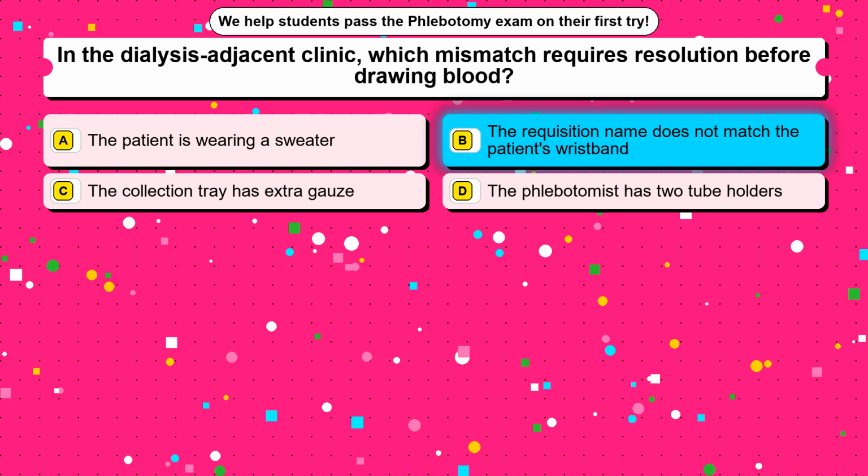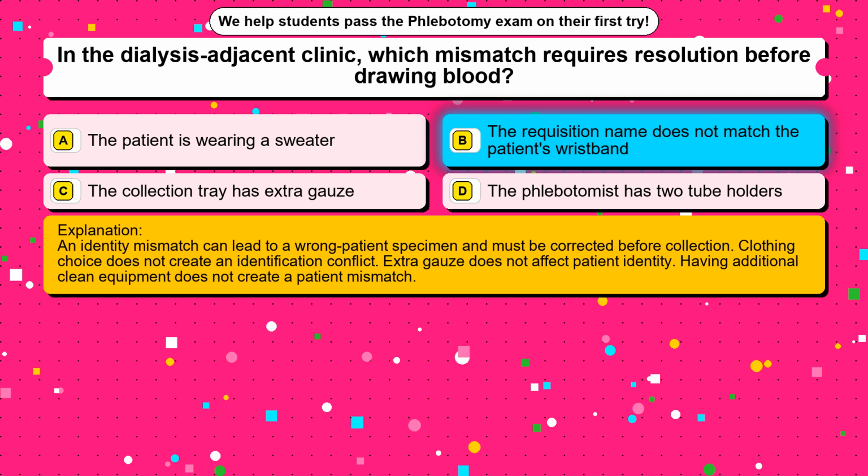The correct answer is option B. The requisition name does not match the patient's wristband. An identity mismatch can lead to a wrong patient specimen and must be corrected before collection. Clothing choice does not create an identification conflict. Extra gauze does not affect patient identity. Having additional clean equipment does not create a patient mismatch.